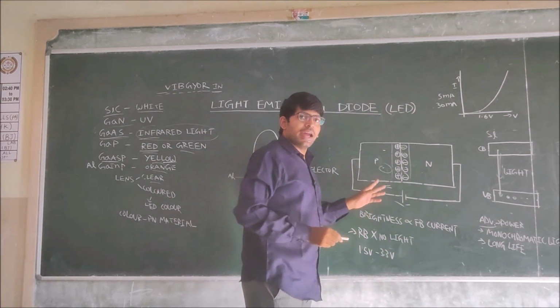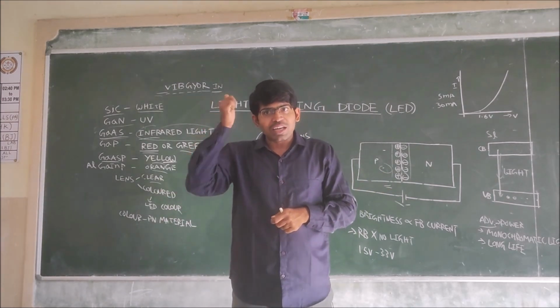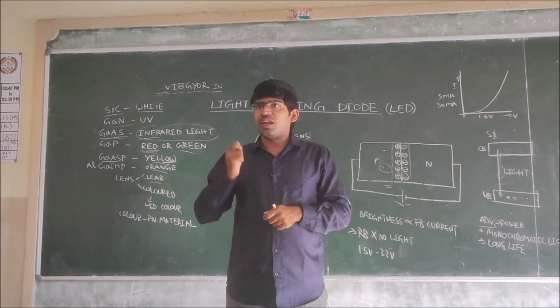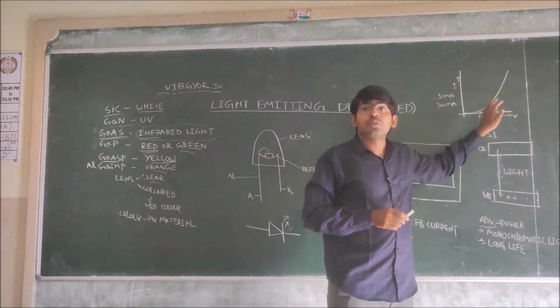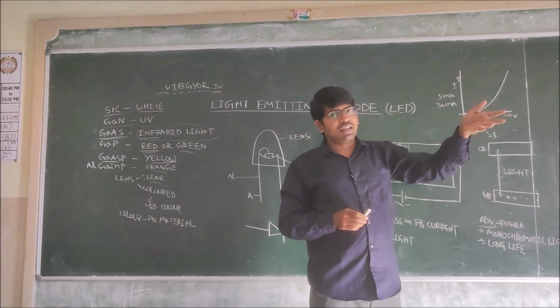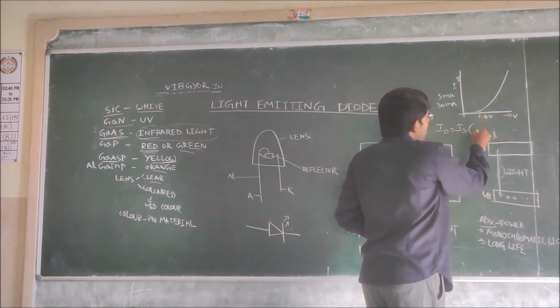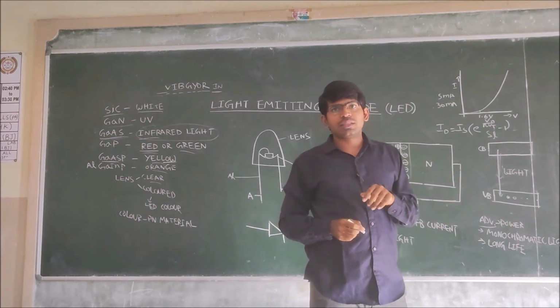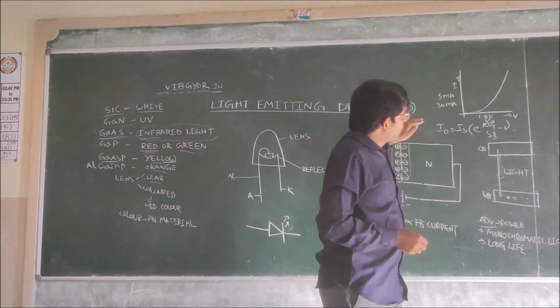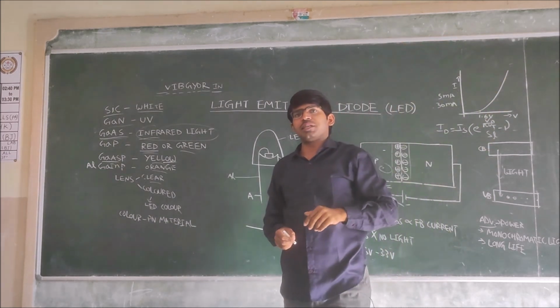The brightness of the light depends upon our forward bias current. The more forward bias current, the more the brightness of the light. How does the forward bias current increase? With the increment of the voltage. We have already discussed diode current ID is equal to Is into e to the power V by eta Vt minus 1. This is the forward bias voltage and current relation. When we are increasing the voltage, the current increases in the exponential direction.